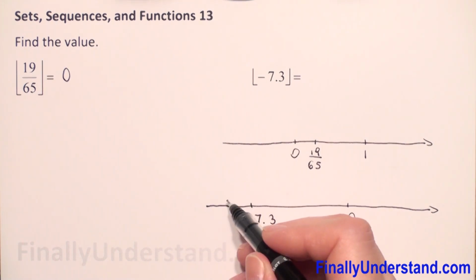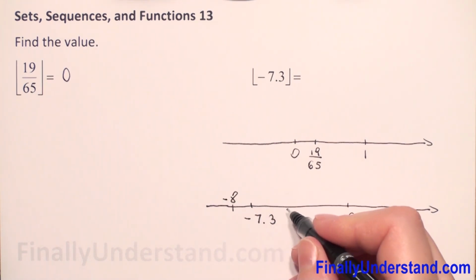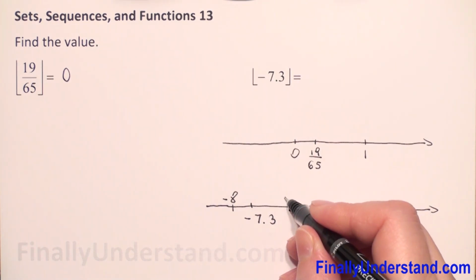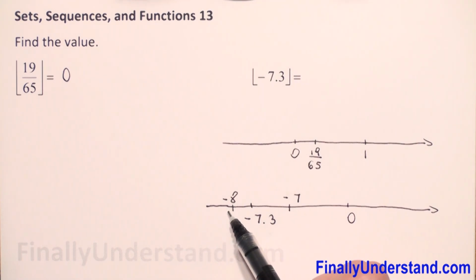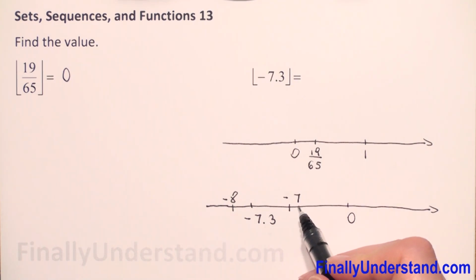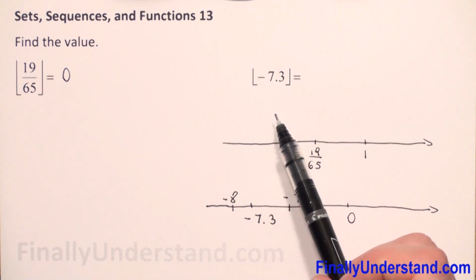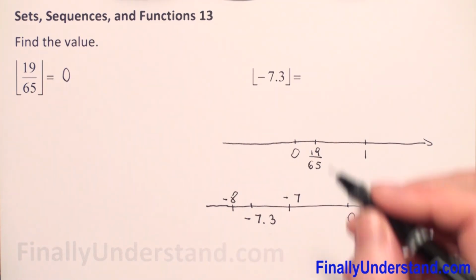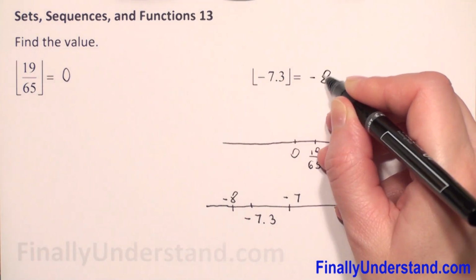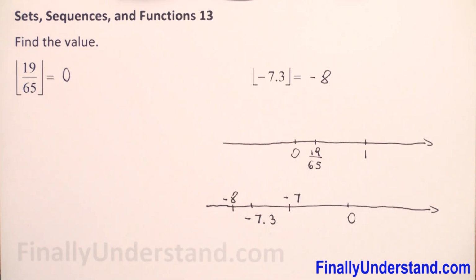So let's put integers which are less than negative 7.3. This is negative 8, and on the right side we have negative 7. Negative 7.3 is between negative 8 and negative 7. Now when we have the floor of a number, it means we have to find the largest integer which is less than it, which is -8. So this is equal to -8. This is my solution.